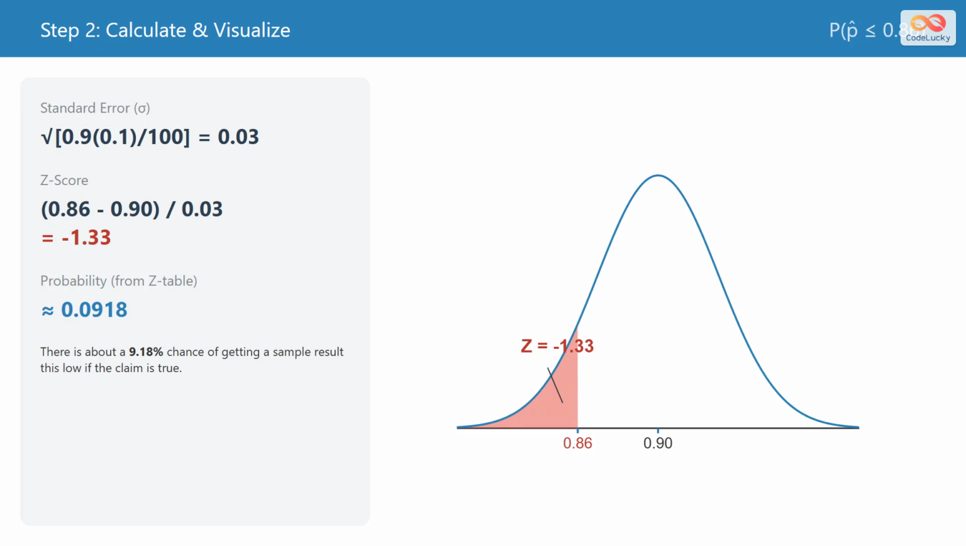Now we calculate. The standard error is approximately 0.03. Our z-score comes out to negative 1.33. This means our sample of 0.86 is 1.33 standard deviations below the mean. Looking this up on a z-table or calculator, the area to the left is about 0.0918. So, there is roughly a 9% chance of seeing such a low on-time rate if the company's claim were true.